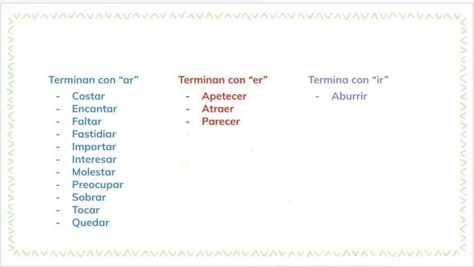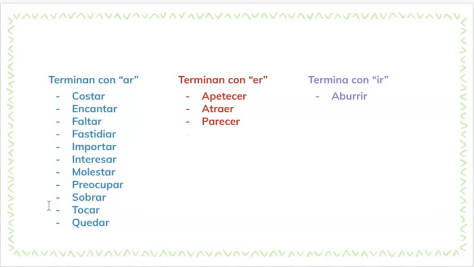So these verbs, some of them you may have seen, some may be new to you. For example, faltar is to miss or be lacking in something. So if you want to say, I'm missing a pencil, me falta un lápiz. Fastidiar is to bother or annoy or anger. Importar means to be important or to matter.